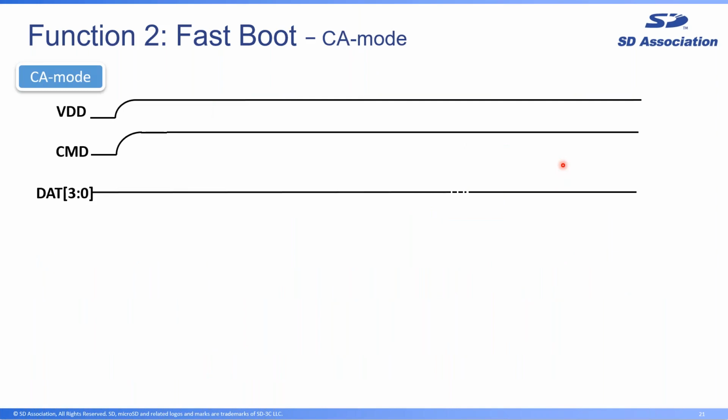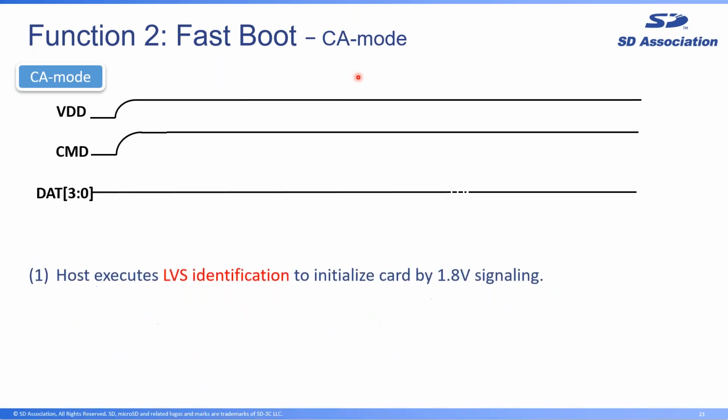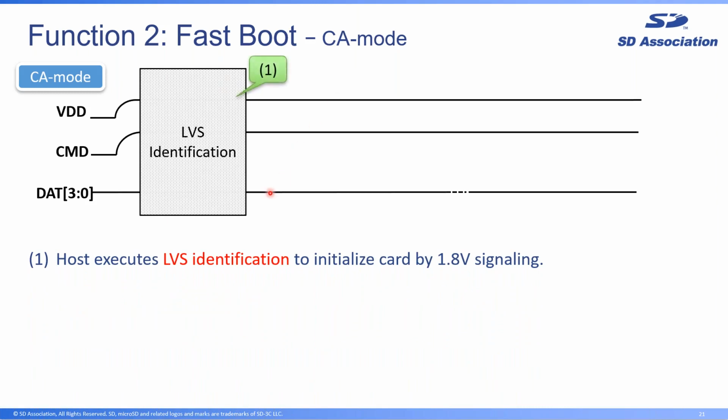This page illustrates the CA mode fast boot sequence for SDR104 mode. First, in order to apply SDR104, the host executes LVS identification to use 1.8 volt signaling from the initialization. Note that LVS stands for low voltage signaling. Refer to the low voltage interface addendum about LVS identification for more details.